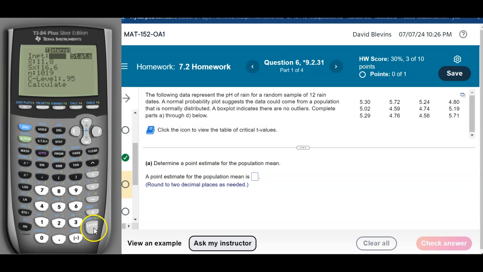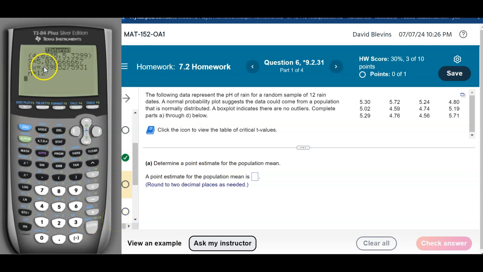When you select data, it asks, where's your data? And I just tell it list one. Frequencies, I don't have a frequency column, so I'm just going to leave it 1. And then what's your confidence level? We may have to come back and change that because I'm on the first question, but I'm going to leave it at 95 right now. I'll come back and run it again if I have to change it from 95.